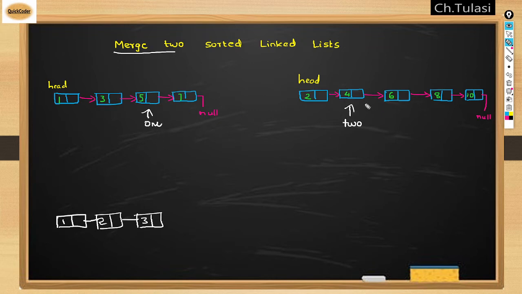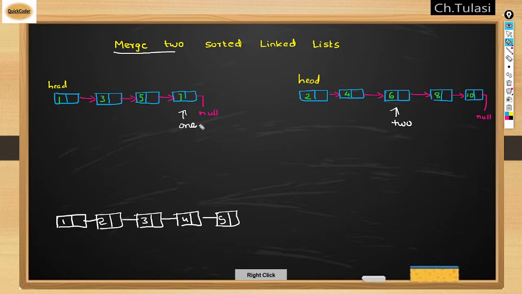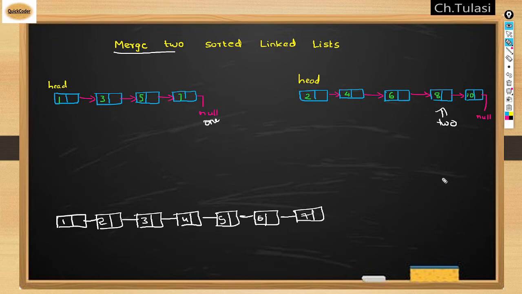And again I will check 5 and 6. This is the smaller node, so this will be attached here and this will move one step forward. And I will check, is 5 less than 6? Yes. So my 5 will go here and it will move one step forward. And now 6 is less than 7, no? Now this 6 is added to my linked list and this will move one step forward. And I will check here, 7 is less than 2? No? Now this 7 will be here and this 1 will be pointing to null.